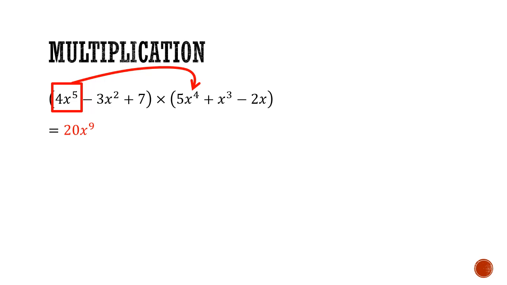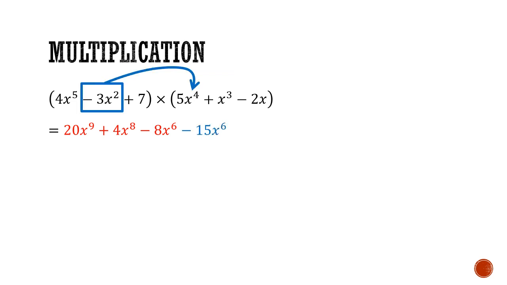Next, we take 4x to the power of 5 and we multiply it by x cubed. This will give us 4x to the power of 8. Multiplied by the third term in the second polynomial, this will give us negative 8x to the power of 6. So we're done with 4x to the power of 5, the first term in the first polynomial. So let's move on to its second term.